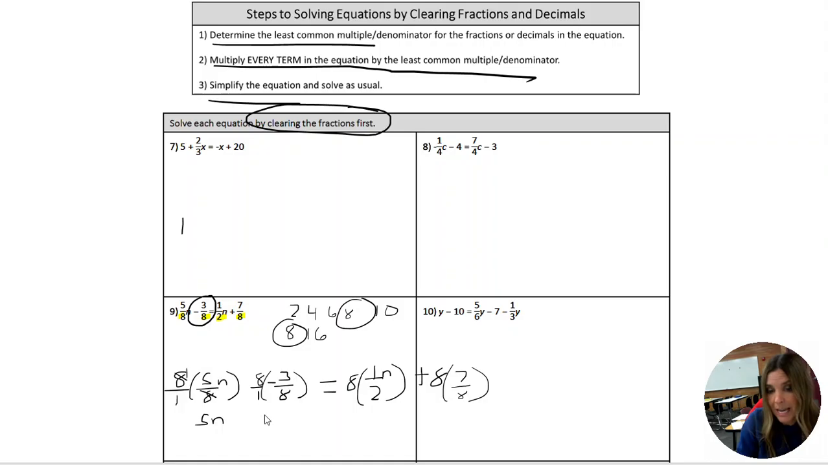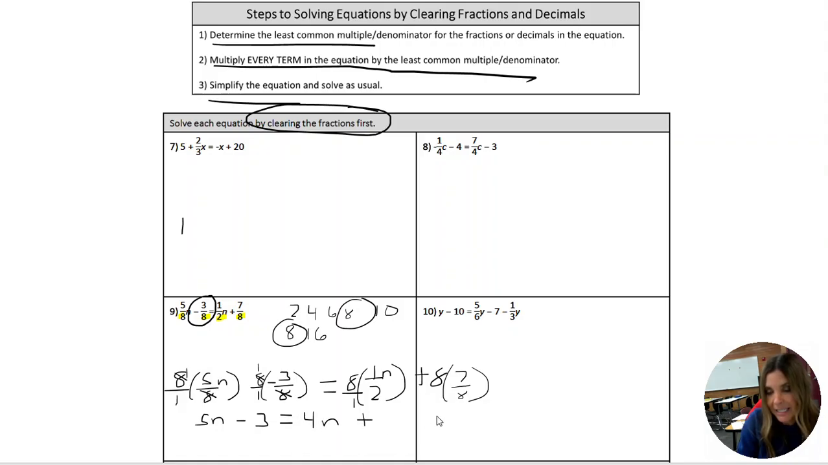If I multiply the -3/8 by 8, that's going to be 8 times negative 3, which is negative 24, over 1 times 8, which is 8. Negative 24 over 8 is negative 3. Or I could say 8 goes into 8 once. 1 times negative 3 is negative 3. Fraction gone. 8 times 1/2 is going to be a 4.